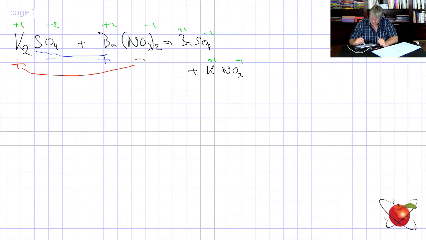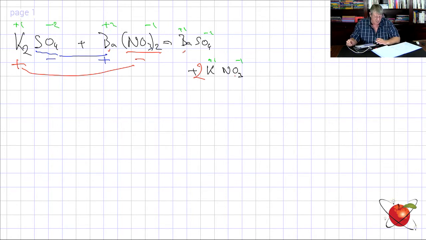Then we go along and we say, right, let's look at the balancing number. Barium, over here I've got 1, there I've got 1. Potassiums, there's 2. So I've got to put in a 2 there. And now there's 2 NO3s and therefore 2 NO3s. So it is balanced. Okay? Right. Now, let's have a look at the next one.